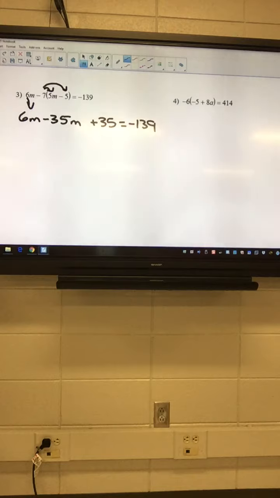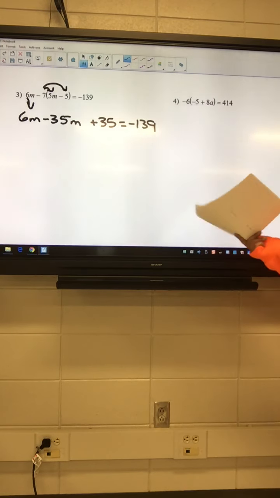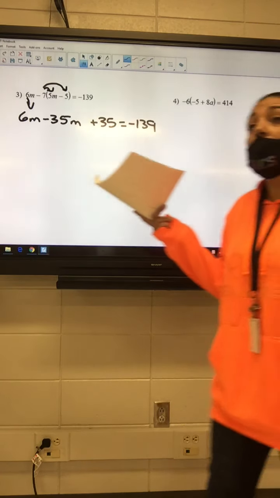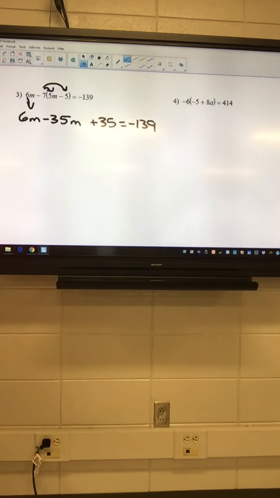Okay, now we need to add a step onto our steps. What would that step be? Because we're not just going to add or subtract the kid next. What would we need to do next? Add them together. Combine like terms. Combine like terms, okay? Because sometimes you got other stuff, you need to distribute and then combine like terms. Which is kind of what we did yesterday.